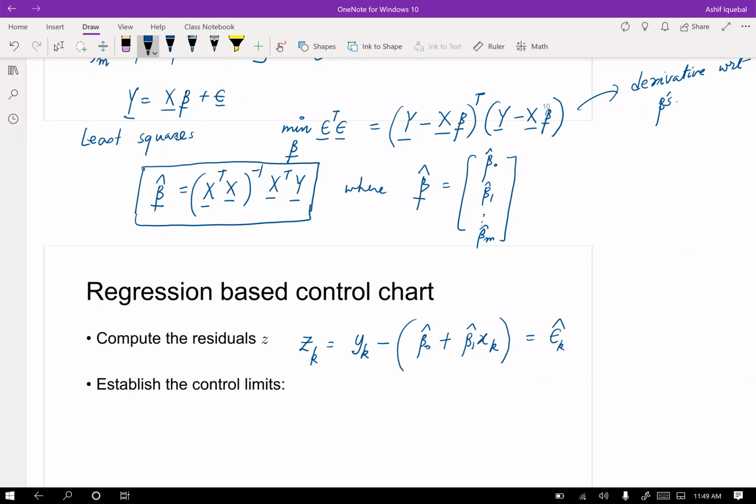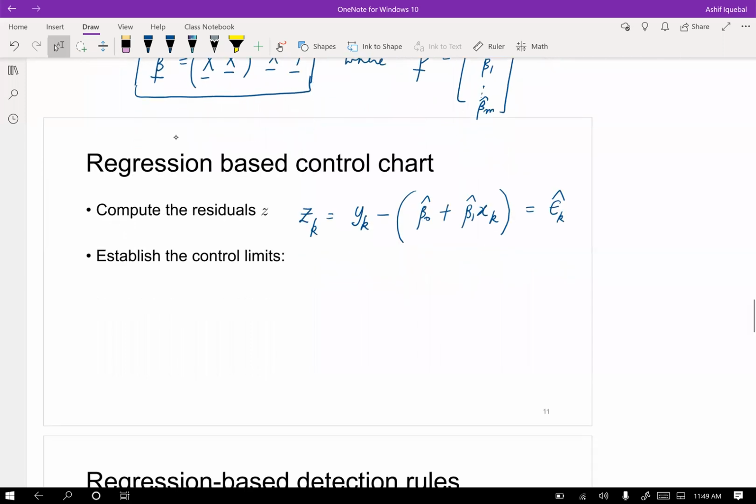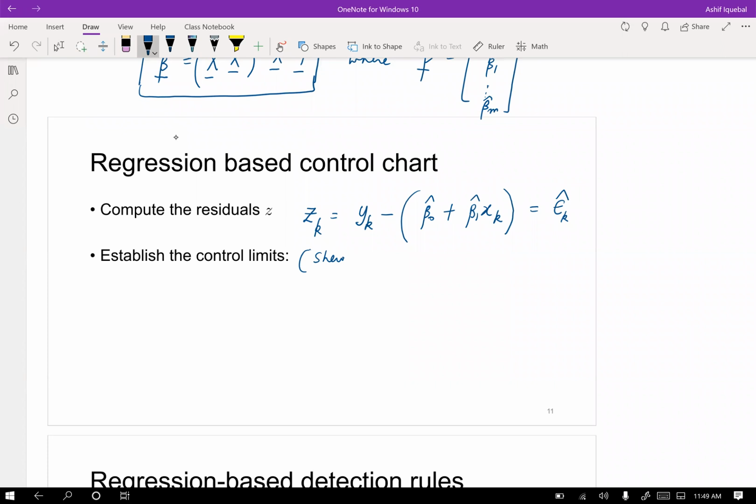Make sense? So instead of monitoring or constructing a control chart for yk, now I'm going to construct a control chart for Zk. All right. Now, once you obtain Zk, you can use any control chart you want. You can use Shewhart control chart, you can use CUSUM control chart, you can use EWMA, you can use MA, whatever you want. Okay. In this example, let's consider Shewhart control chart.